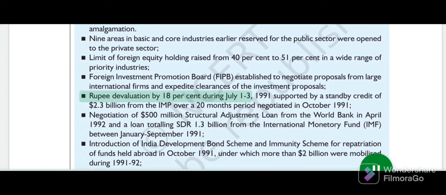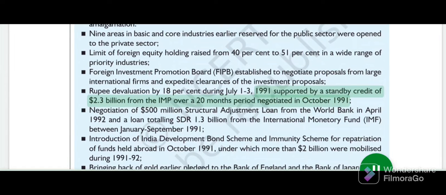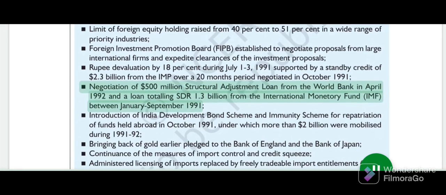Rupee devaluation by 18% during July 1-3, 1991 supported by a standby credit of $2.3 billion from the IMF over a 20 months period negotiated in October 1991. Negotiation of $500 million structural adjustment loan from the World Bank in April 1992 and a loan totaling SDR 1.3 billion from the International Monetary Fund (IMF) between January-September 1991.